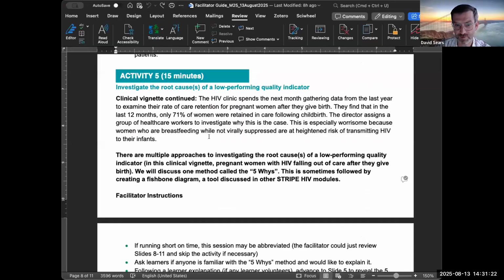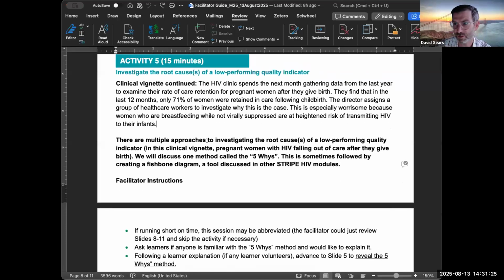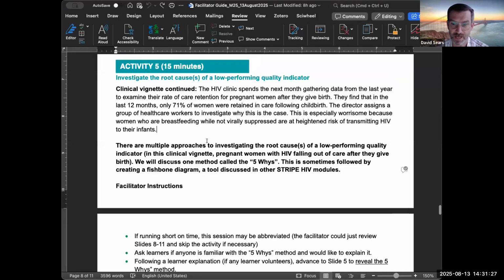Okay, a couple more activities here. We have 2 more activities in the module. So activity 5 comes back to our clinical vignette. And now at this stage, we've created a quality indicator. We've started to look at how many women are retained in care following childbirth. And so now we have that baseline data in our vignette. We say 71% of women are retained in care following childbirth. And so now we need to think about why 29% are falling out of care. What is happening? And the key word that we use in there is why.